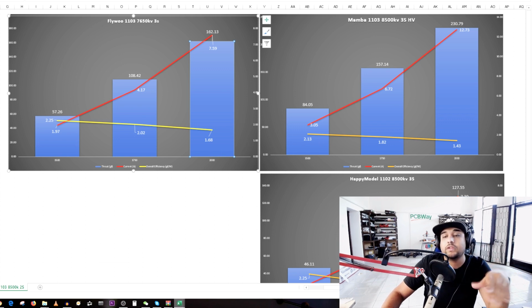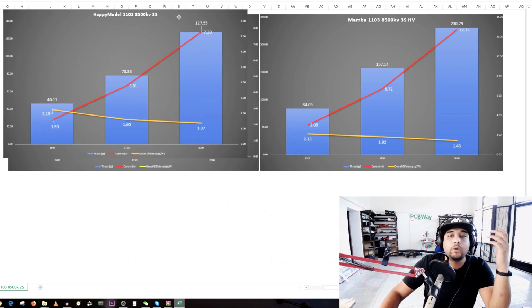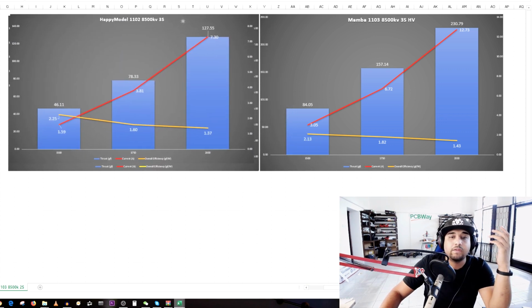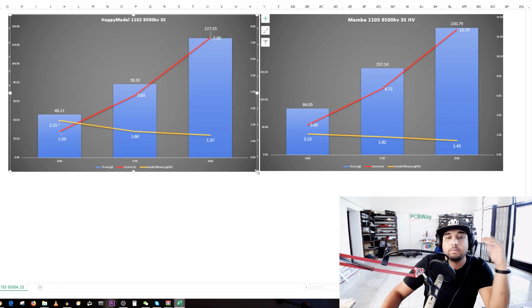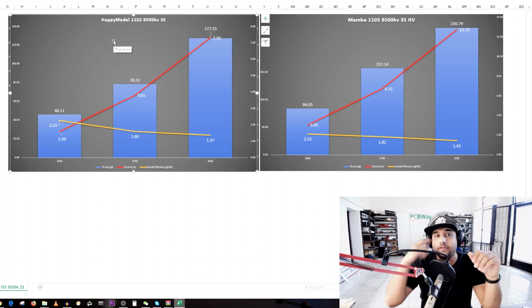So here are the results for these, but now I want to compare it with what I call one of the most efficient, or I thought it was the most efficient motor on the market, because this thing was giving me pretty damn good flight time, which is the Happy Model 1102 8500kV on a 3S.